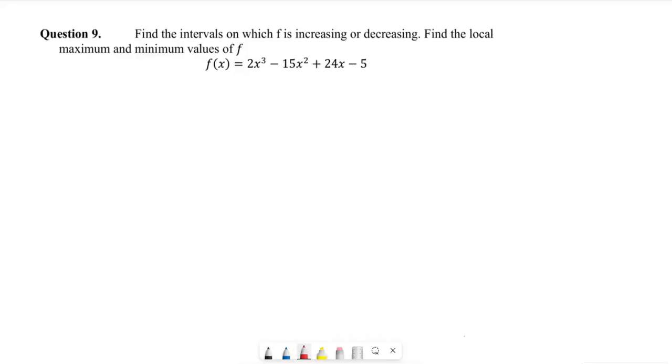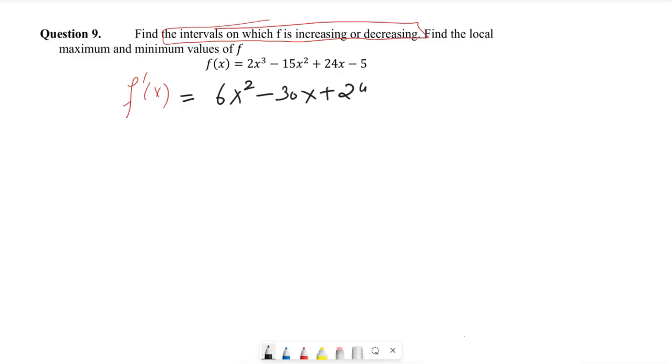Here we have to find the intervals on which the function is increasing or decreasing for this given function. We also need to find local max and minima. So to start with, step 1 is to find the first derivative of the given function. What is the first derivative? We can use the power rule here: 6x squared minus 30x plus 24.